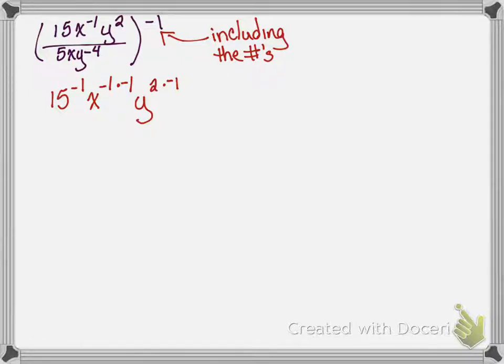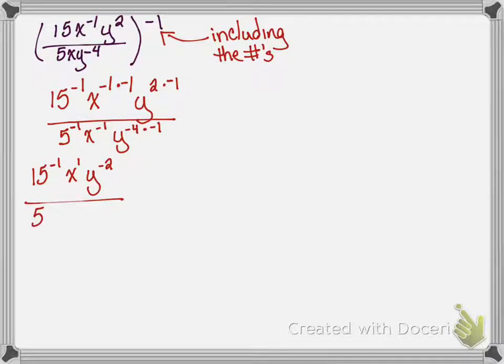Okay? Then in the denominator, I'm going to have 5 to the negative 1st power, x to the negative 1st power, and y to the negative 4 times negative 1 power. Okay? So 15 to the negative 1, x to the first power, because negative 1 times negative 1 is positive 1. Then I'm going to have y to the negative 2 power, 5 to the negative 1, x to the negative 1, and y to the 4th.